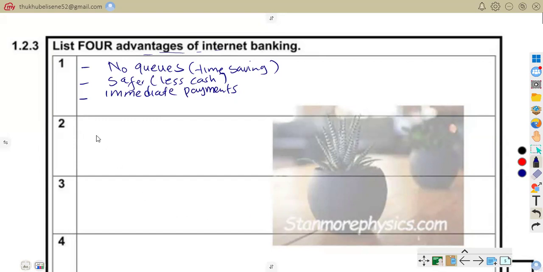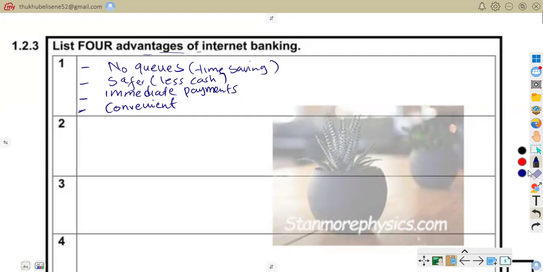So another advantage is that it's convenient. Meaning it's 24/7 access. You can pay accounts at night or even on weekends. So these are the advantages of internet banking.